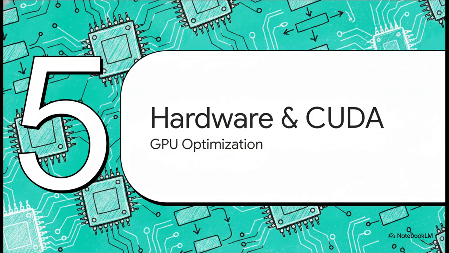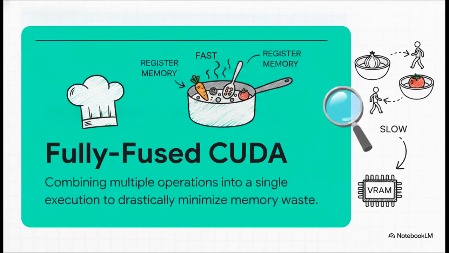Section 5. Hardware Optimization and CUDA. Let's pivot from the software architecture to the physical hardware utilization. Because having a brilliant mathematical concept is only half the battle. The true brilliance of this paper lies in its strict, uncompromising alignment with modern GPU design. To achieve training in seconds and rendering in milliseconds, you have to write code that perfectly utilizes the silicon.